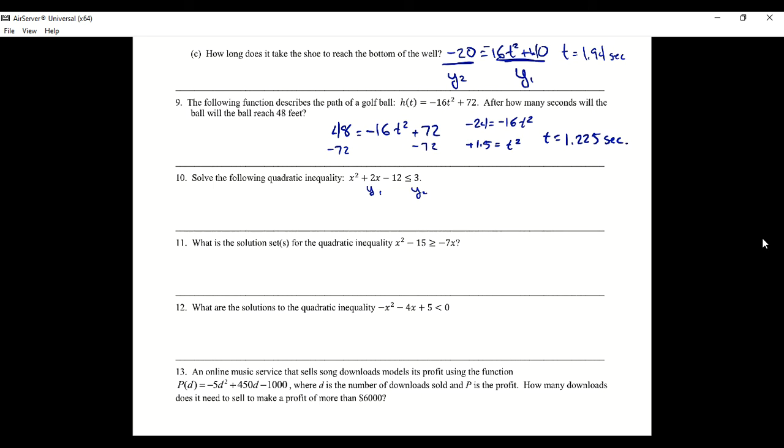So x squared plus 2x minus 12. Get rid of this. x squared plus 2x minus 12. And then in y2, we're simply going to put 3. Hit graph.